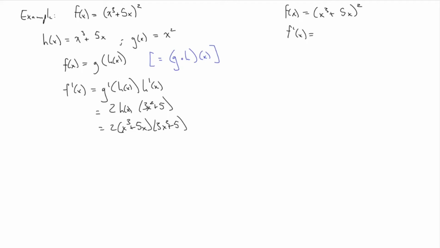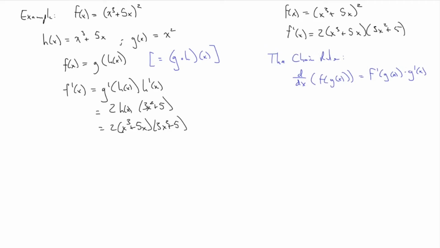And so what would the derivative, if that were the variable, be? It would be 2 times that variable. And that's the first part. We've got 2 times the function that we are treating like a variable. And then we finish by multiplying by the derivative of that function that we just treated like a variable. And the derivative of x cubed plus 5x is 3x squared plus 5.